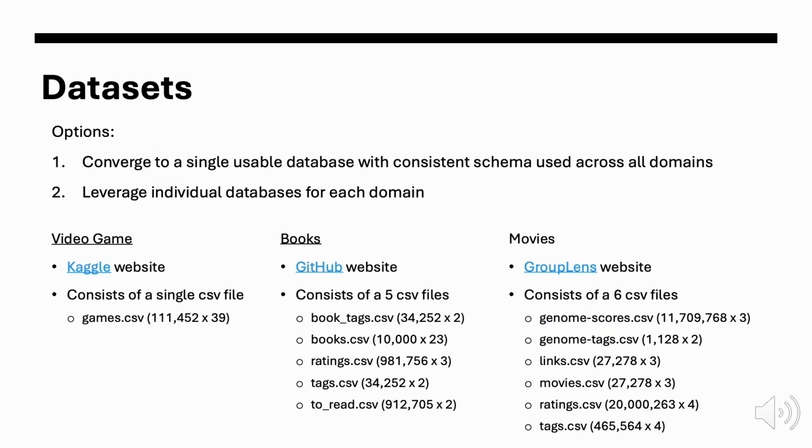So you can see that we use 3 different high-level entertainment domains for our project: video games, books, and movies. Each of those entertainment domains consisted of different file types, different file sizes, with a lot of different features. We essentially had 2 options. The first, to converge to a single usable database with a consistent schema used across all of the entertainment domains, or leverage each individual database for each domain. And our preference was option 1, to converge to a single usable database.